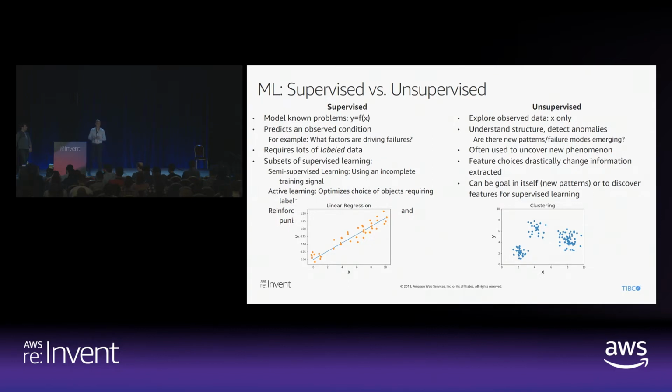Unsupervised learning is where you just have your input data and you don't know what possible outputs could be. So this is often used to explore your data, to understand the structure. Detecting anomalies is very common, but just generally to uncover new phenomena. One of the limitations of this is that depending on what your input features are and how you decide your input data, this can greatly change what your outputs are.